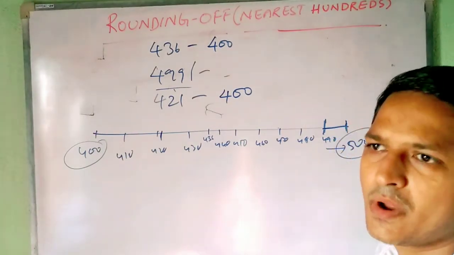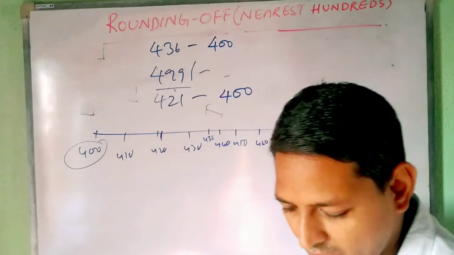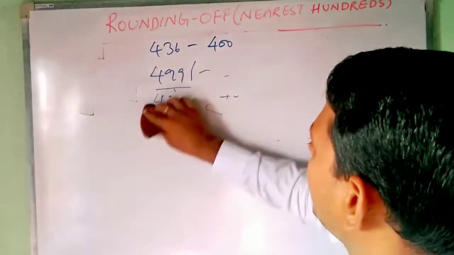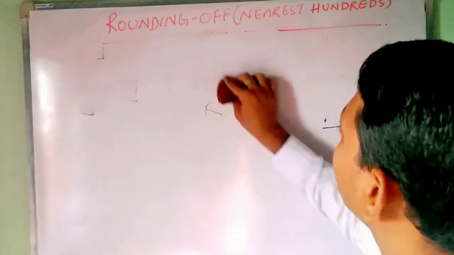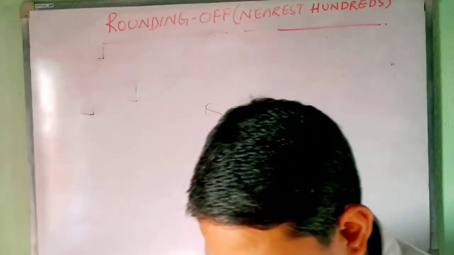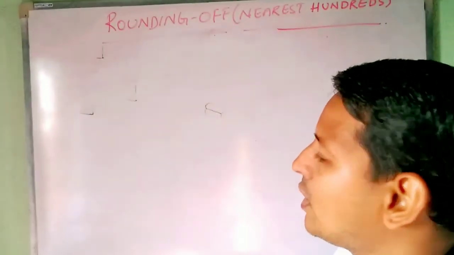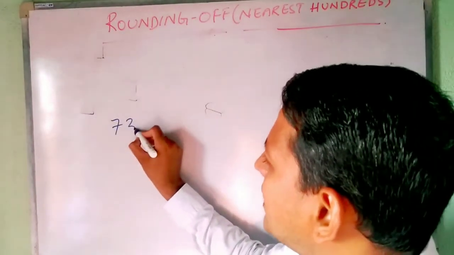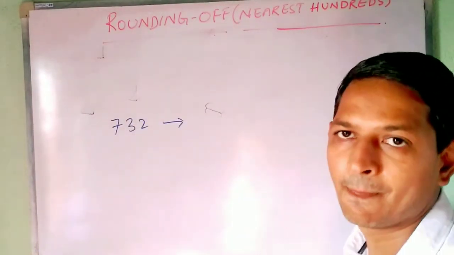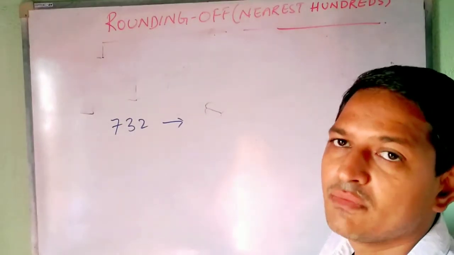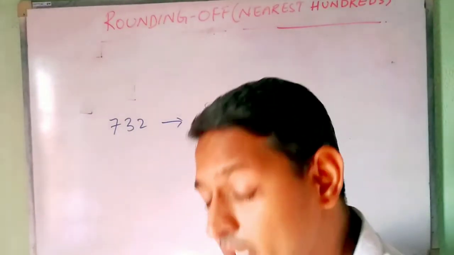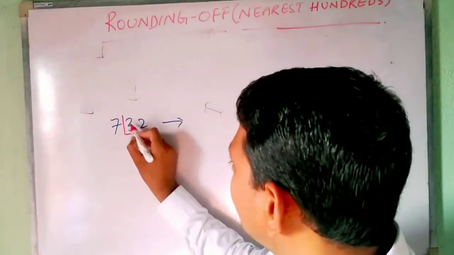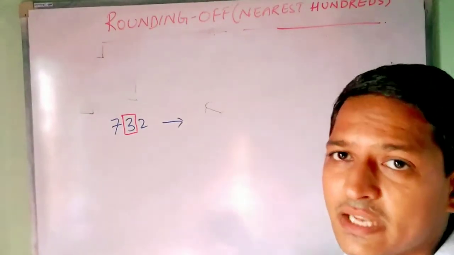Every time, drawing this number line is very difficult, so we have made a rule. What is the rule to write a number to its nearest 100? Whenever we want to write a number to its nearest 100, like if I want to write 732 to its nearest 100, we need to see which digit is present in tens place.